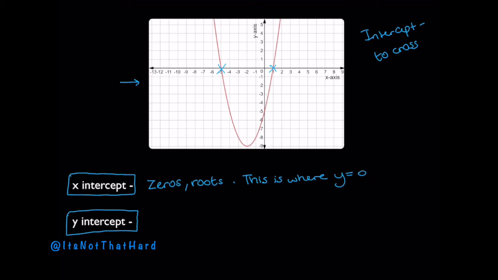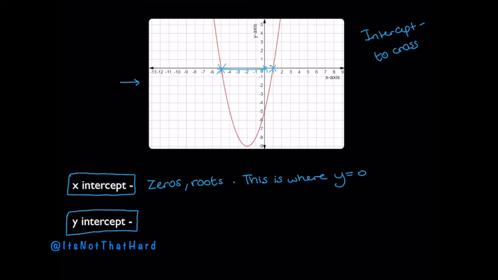So if we look at this graph, at these two places, what do we see? We see that y is 0. And so your x-intercept is where your y is equal to 0. For the y-intercept, it's usually just called the y-intercept.